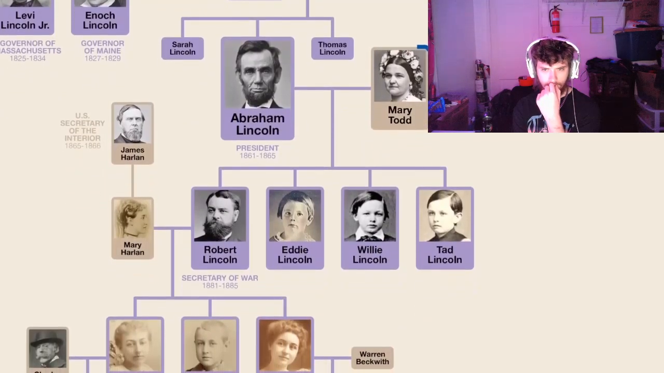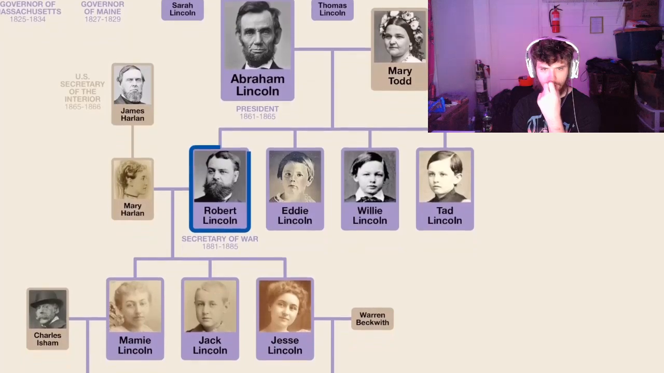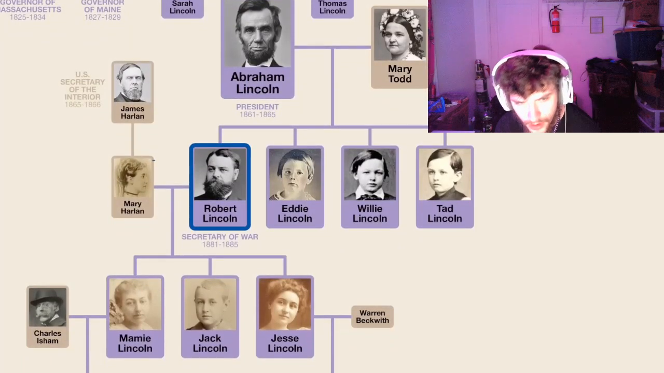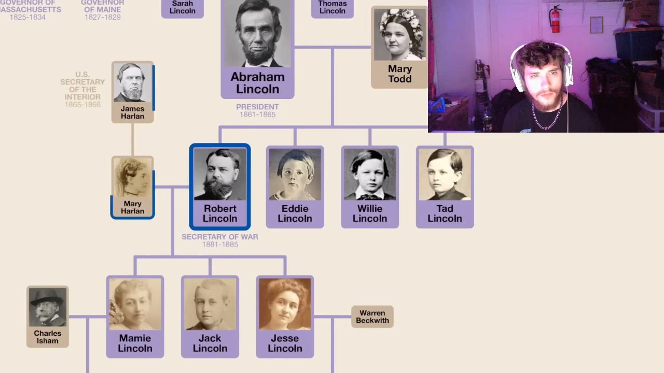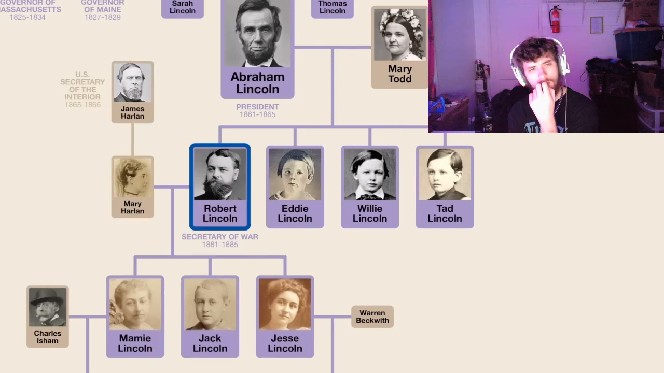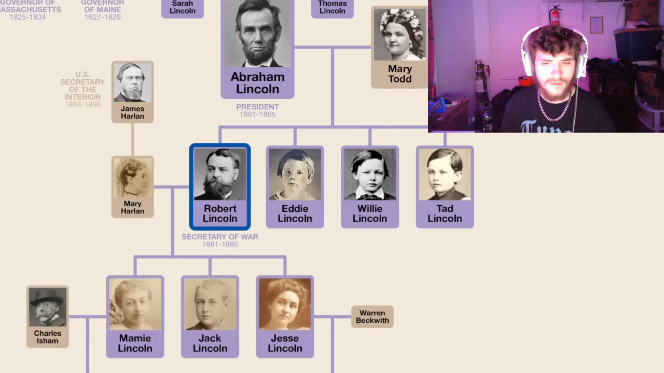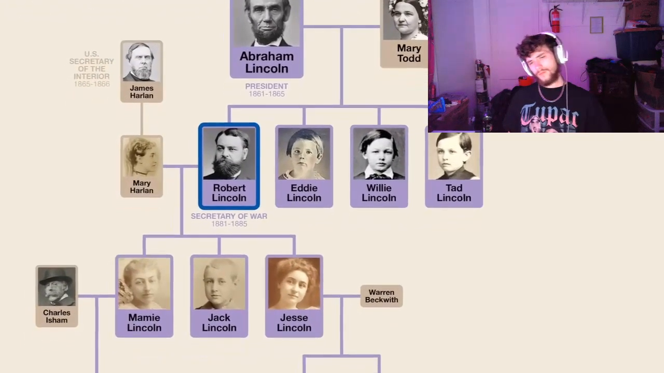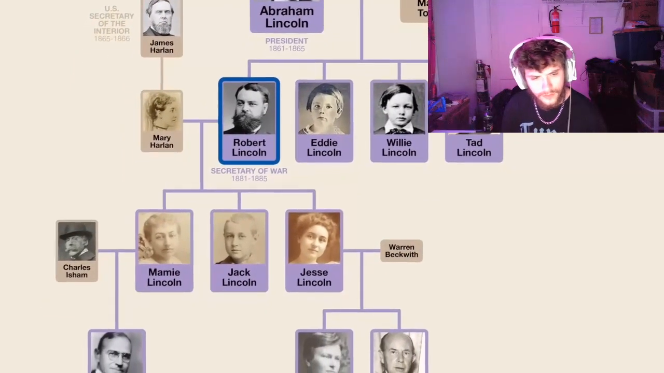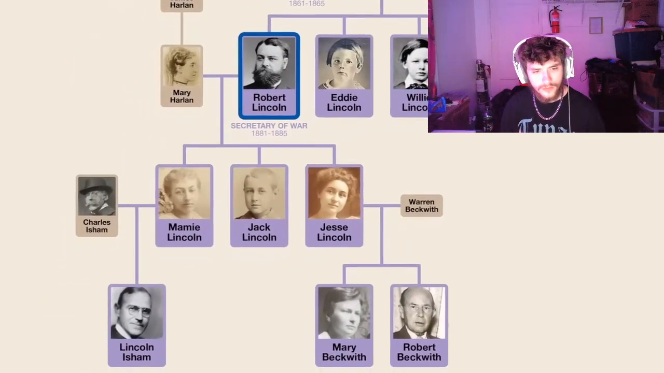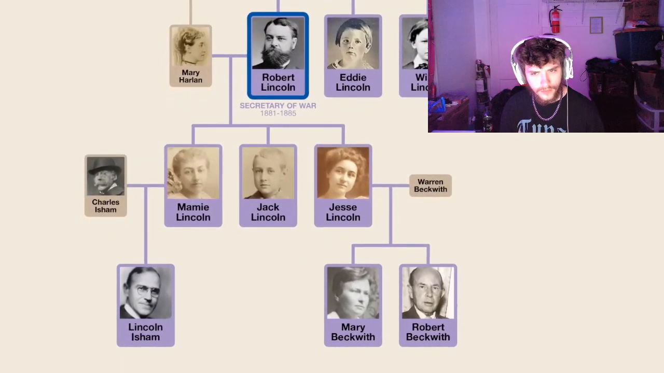However, only one survived childhood, the eldest, Robert Lincoln. Robert married Mary Harlan, daughter of James Harlan, who went on to serve as the Secretary of the Interior after Abraham Lincoln's assassination. Robert himself ended up in politics as well, serving as the U.S. Secretary of War under Presidents Garfield and Arthur, and then serving as the U.S. Ambassador to the U.K. He and his wife Mary had 3 children, who were thus President Lincoln's only grandchildren, all born after the assassination.